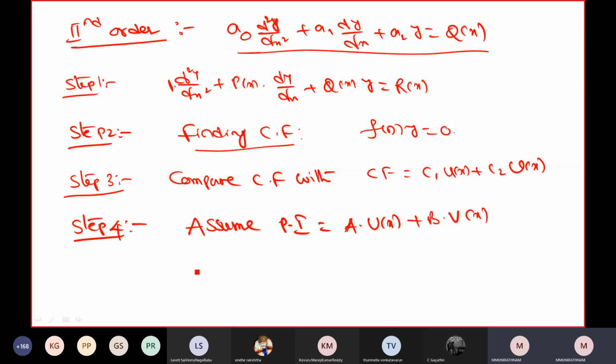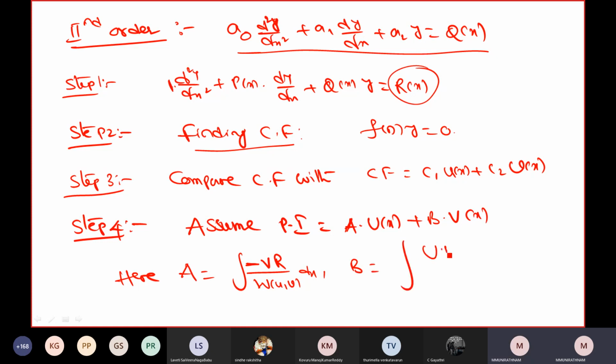So what is A here? A is integral of minus V into R by Lagrangian of U comma V into dx. R is this. Lagrangian of U comma V, I'll tell you, don't worry. And B is integral of U into R by Lagrangian of U comma V dx. Where this is called the Lagrangian.